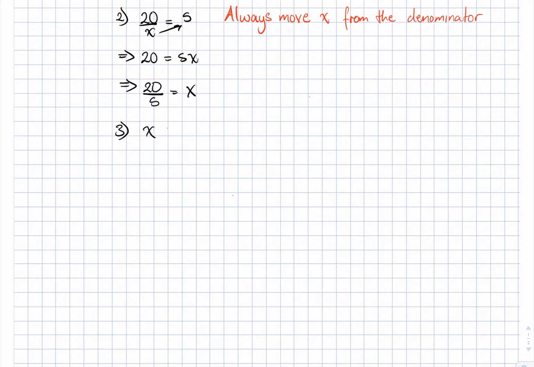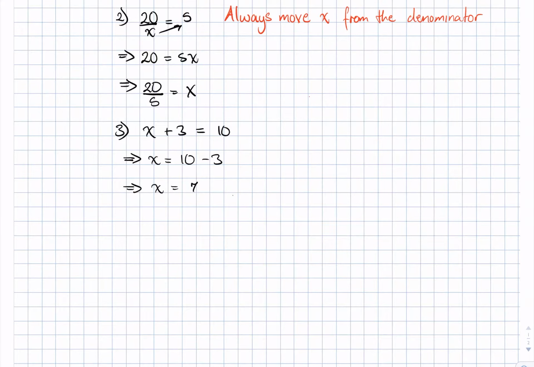Example number 3, we have x plus 3 being equal to 10. Thus, transposing for x means we have to bring 3 from the left-hand side over to the right-hand side. Thus, we have x equals 10 minus 3, which means x is equal to 7.